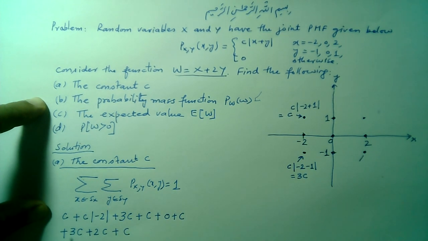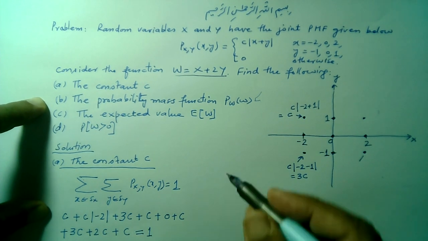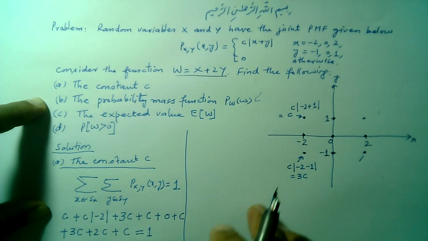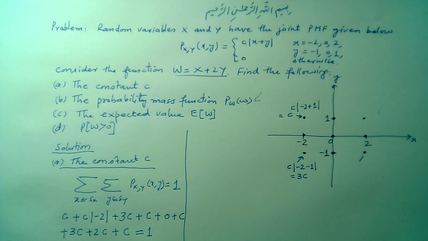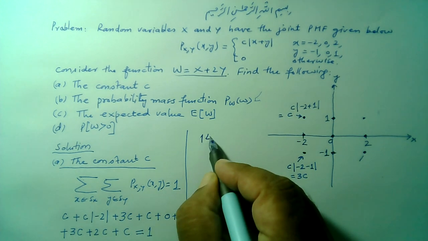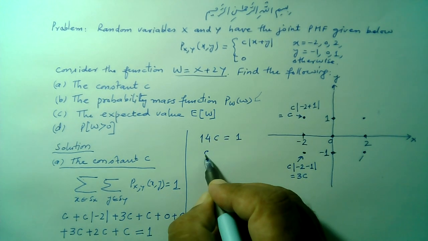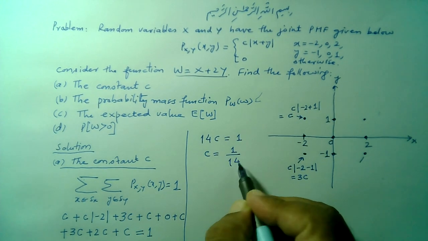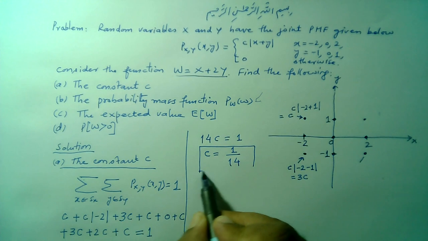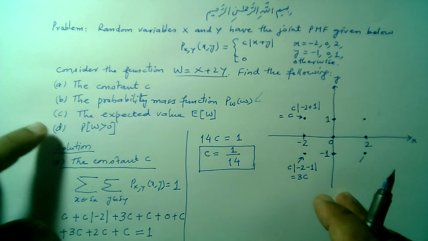And all these probability values summed together should come out to be equal to 1, right? So let us now add that all together. This is c, this is 2c, the absolute value of minus 2 will come out to be 2, so 2c. So 1 plus 2 is 3, 3 plus 3 is 6, 7, 8, 11, 12, 13, and 1, 14. So we have 14c is equal to 1, and then c should obviously be equal to 1 over 14. So that answers the first part of our problem, right?